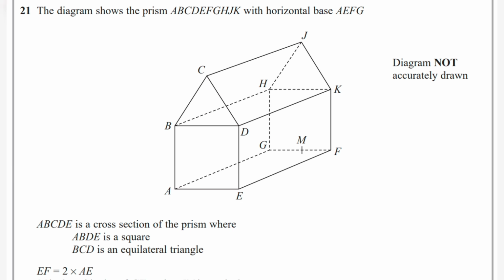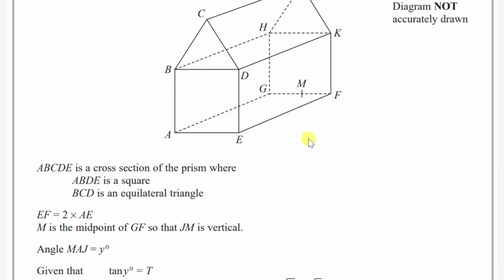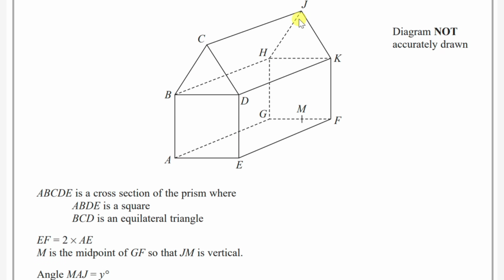Alright guys, number 21. We have a diagram which shows a prism A to K with horizontal base AEFG. So you've got basically a house, a very nice looking one. Now, ABCDE is a cross section of the prism, where ABDE is a square, BCD is an equilateral triangle, which is cool because that implies every angle in an equilateral triangle is 60 degrees. And same for the square, all the lengths are the same. And for the triangle, all the lengths are the same. In fact, if this length is x, then this length would be x. So looks like everything's going to be x or something else.